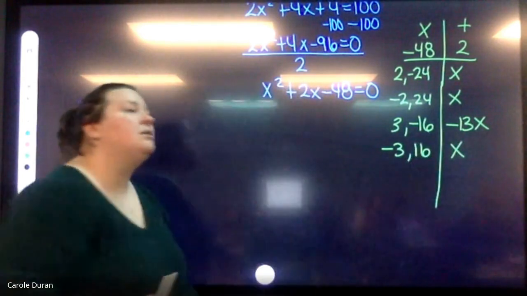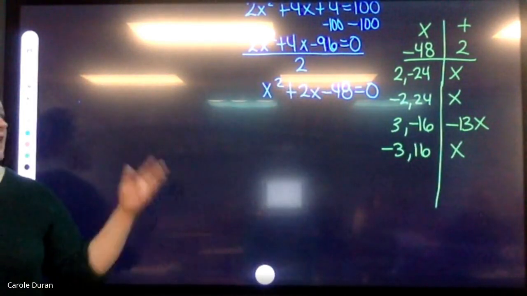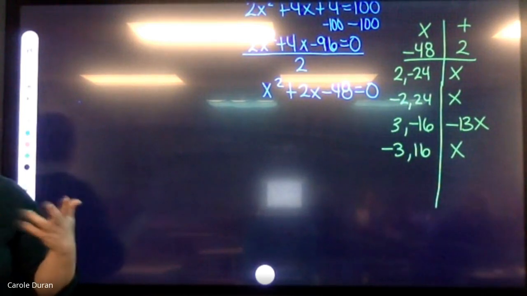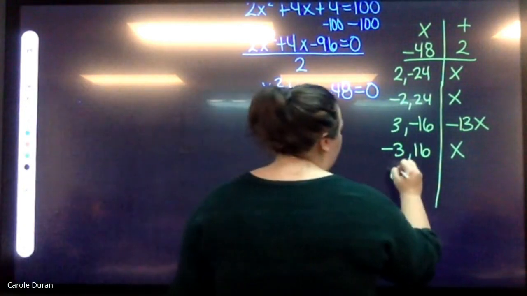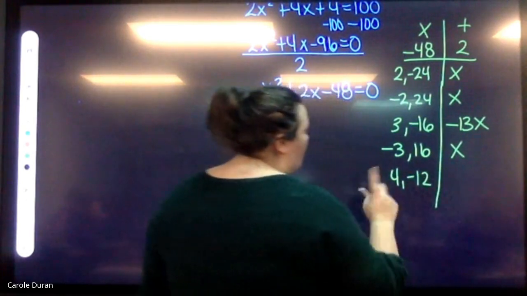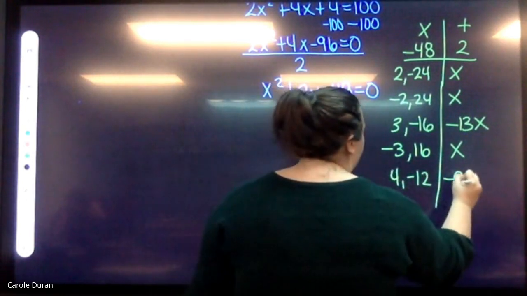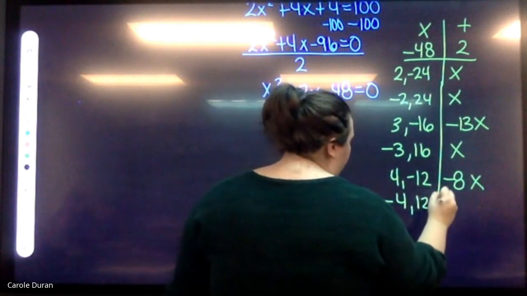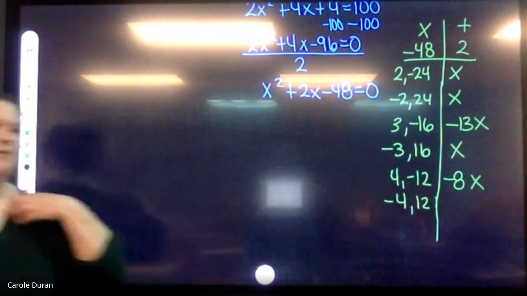But I'm getting closer. So then what's negative 48 divided by 4? Because that's the next number. What is it? Okay, so I have 4 and I have negative 12. 4 minus 12 is negative 8. Nope, still not what I'm looking for. So let's flip the signs and see if that works. What's negative 4 plus 12?